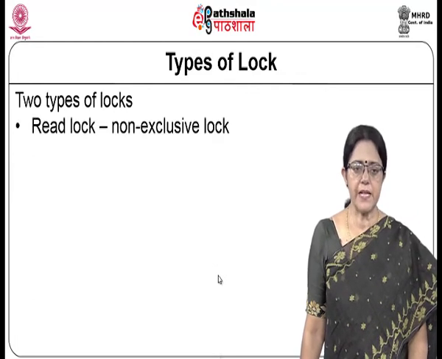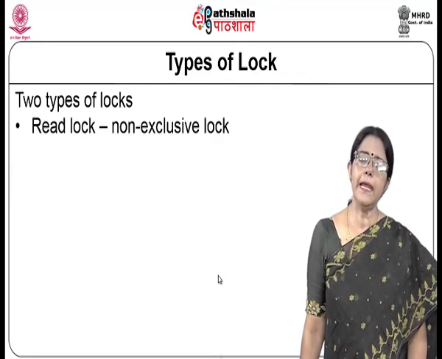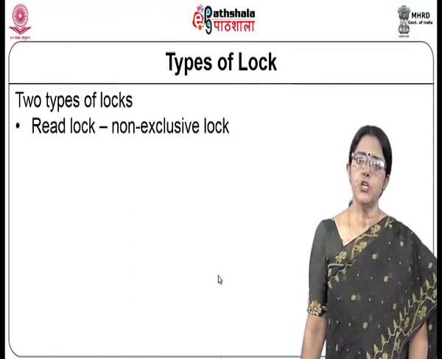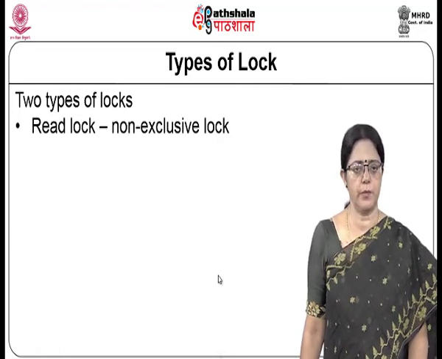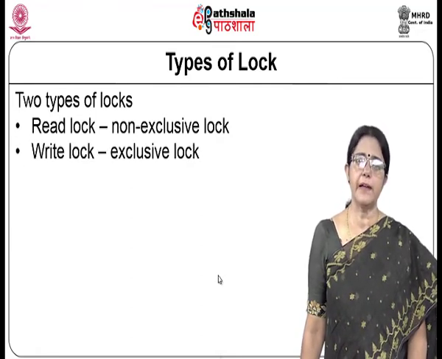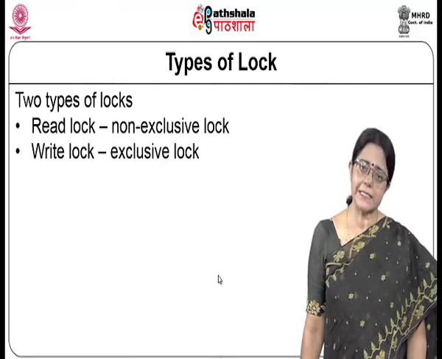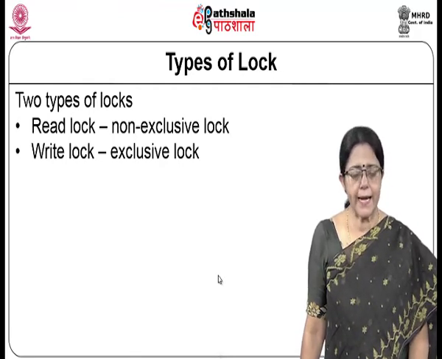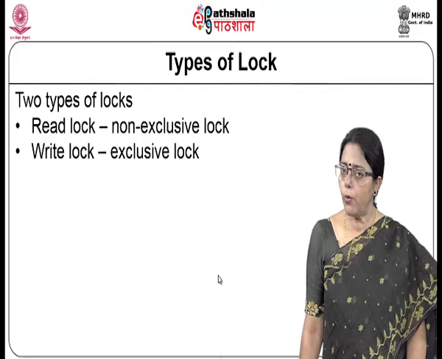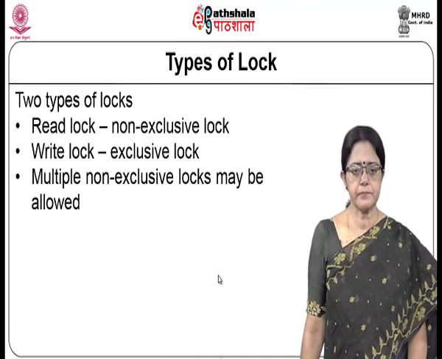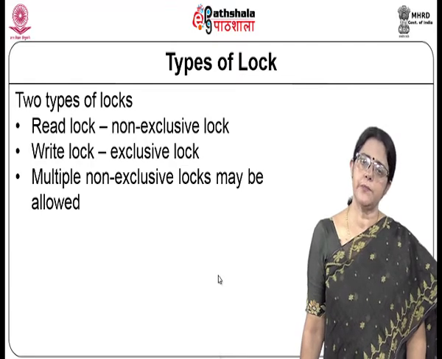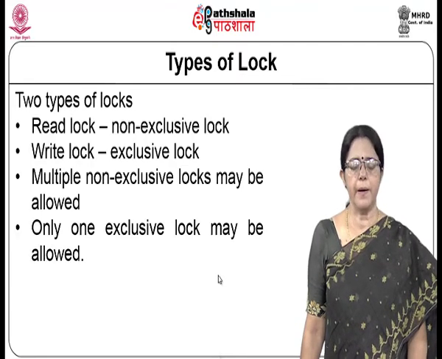So, we have two types of lock. One is a read lock. Read locks are also called non-exclusive locks because two reads on the same data object by two different transactions will be allowed. And then we have write locks. Write locks are called exclusive locks because one write lock will stop all other read and write locks on that same object. Multiple non-exclusive locks can be allowed, but only one exclusive mode lock will be allowed.